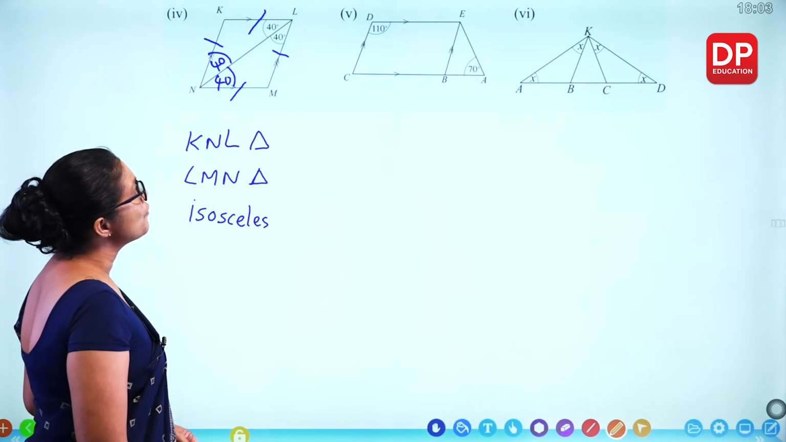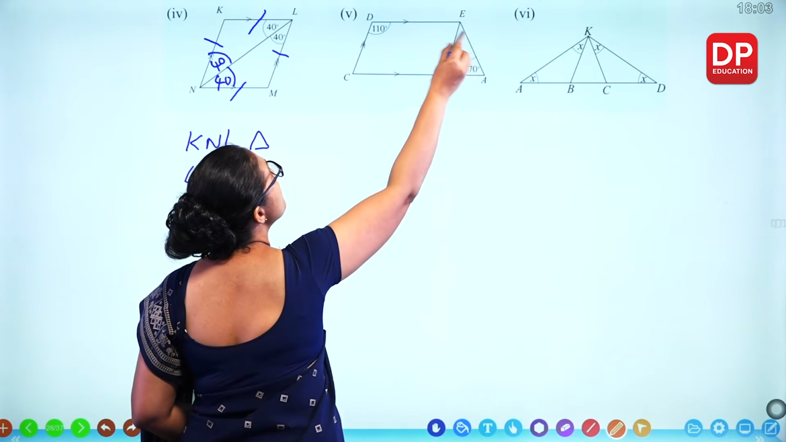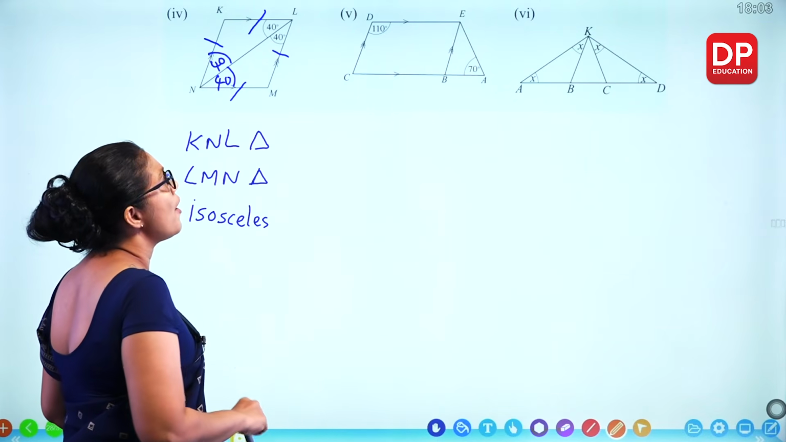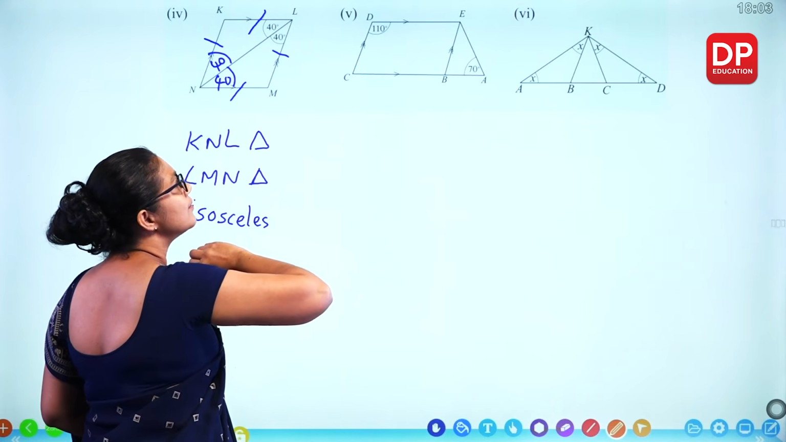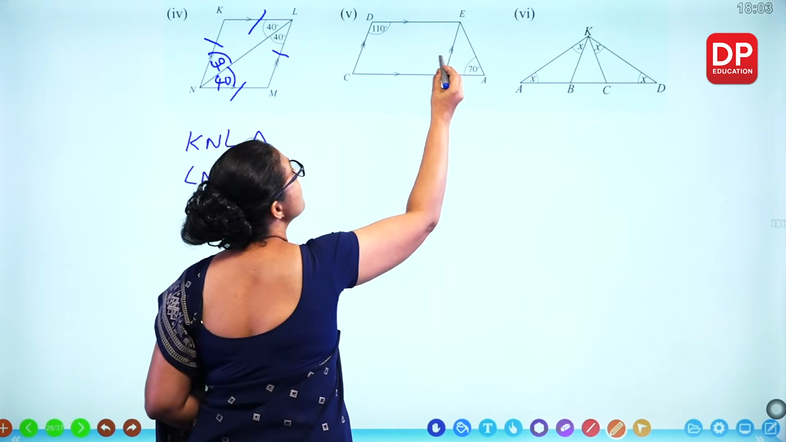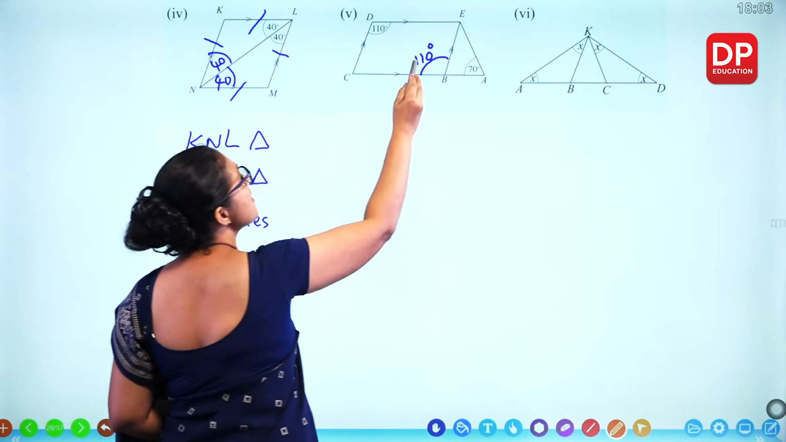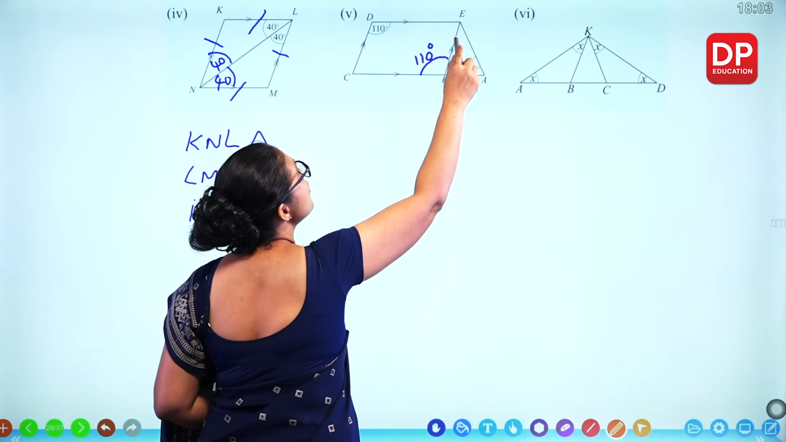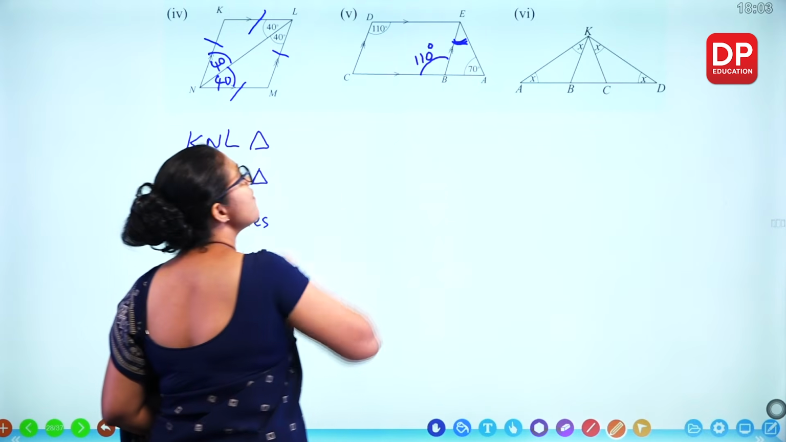Now we'll move to the fifth part. So here you can see opposite sides are parallel. This is a parallelogram. What can you say about opposite angles? Opposite angles are equal in a parallelogram. So straight away you can write this is equal to 110. If this is 110, what can you say about this angle? These two add up to 180.